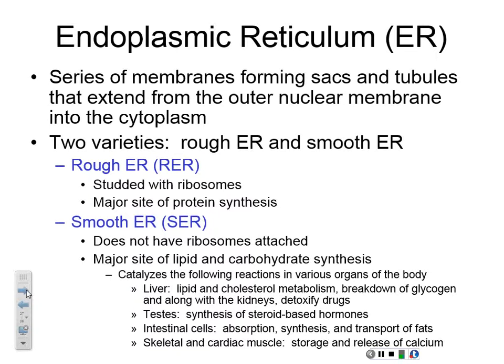In the exam, usually I'll ask you, what is the function of the smooth ER in the testes? What is the function of smooth ER in the liver? What is the function of smooth ER in the intestines or the testes or skeletal muscle? All these functions include some sort of carbohydrate or lipid synthesis, except for the skeletal muscle where it stores calcium. Calcium is what attaches to the proteins that are involved in muscle contraction. All right.